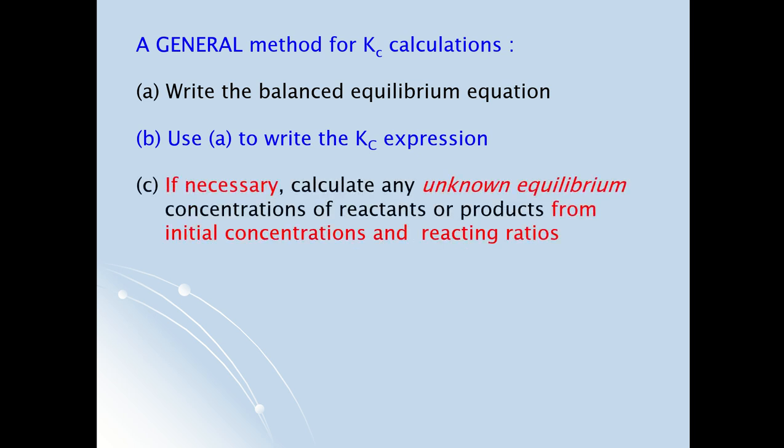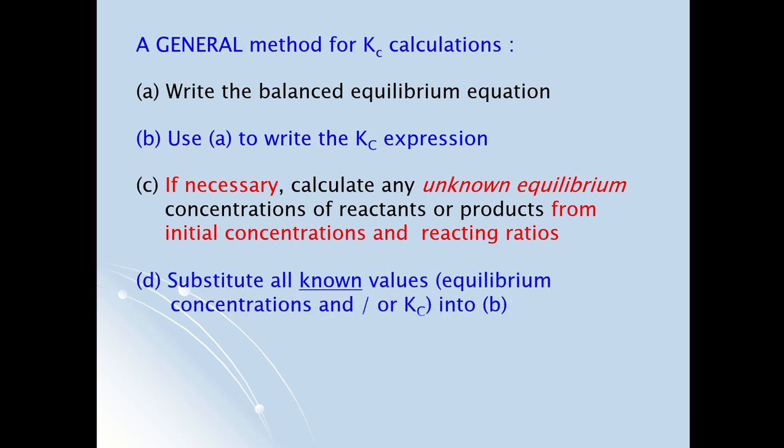Then, if necessary, and it probably will be necessary, I think it's very unlikely that you're going to just be given the concentrations of the reactants and the products in a Kc question. You're going to have to do some calculating and some problem solving in order to get those. So part C: if necessary, calculate the unknown equilibrium concentrations of reactants or products from the initial concentration and the reacting ratios.